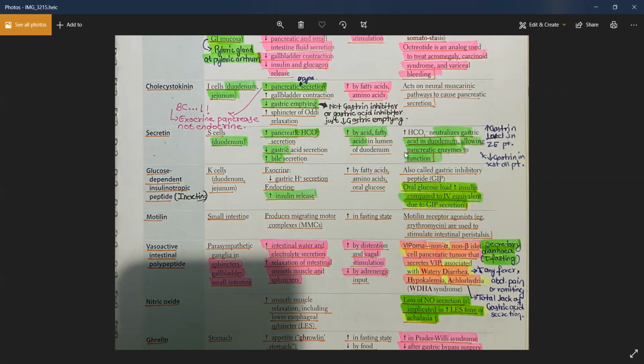And what happens if I lose the pepsinogen? Anyone? If I lose the pepsinogen, what's going to happen to my protein metabolism? Reduced absorption. Why? Because pepsinogen will not be converted into pepsin, so I still have the pancreatic enzymes. What's the problem then?